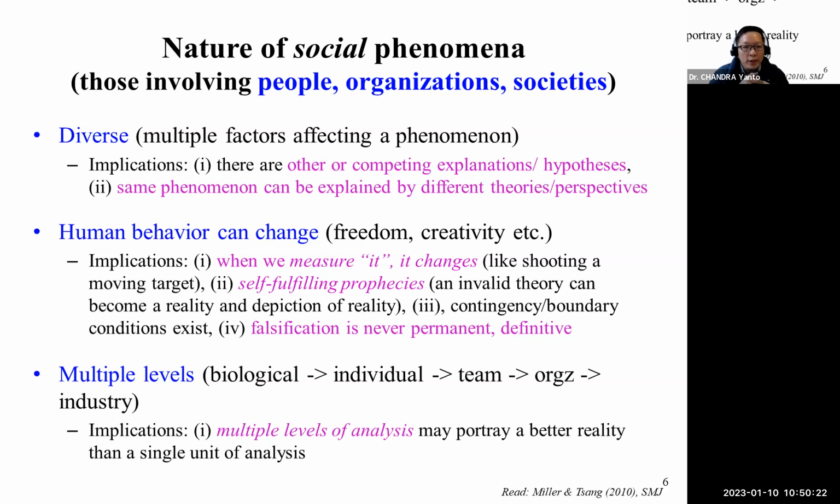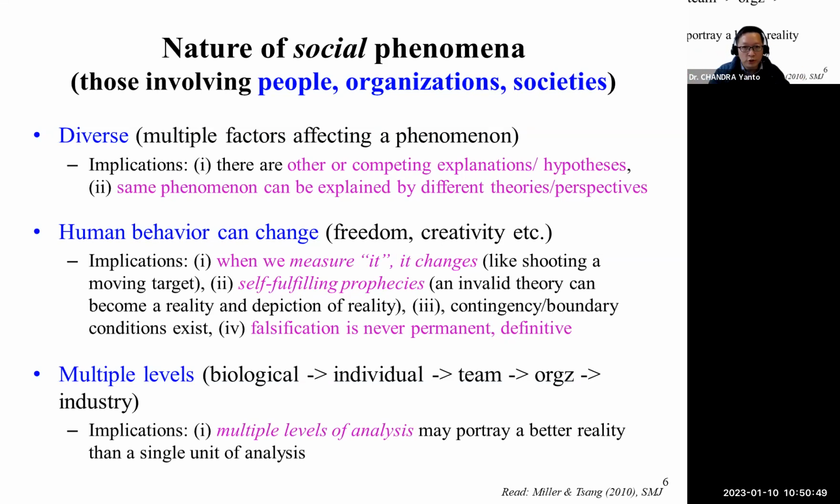The third point is, in social phenomena, there are multiple levels of what we can study, and this multiple level of explanations can be quite challenging to understand. For example, you can study humans who live long. You can study the phenomenon of longevity. Longevity means people who live a long life.